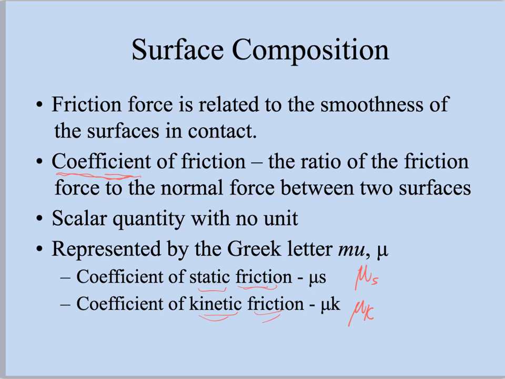The lower the value for the coefficient of friction, the slippier the surface is. So your rubber shoe soles walking on ice are going to have a much lower coefficient of friction than your rubber shoes walking on, say, concrete, because the concrete surface has more friction, and that's going to cause the coefficient to be higher. So the higher the value of the coefficient of friction, the stickier the surface is.